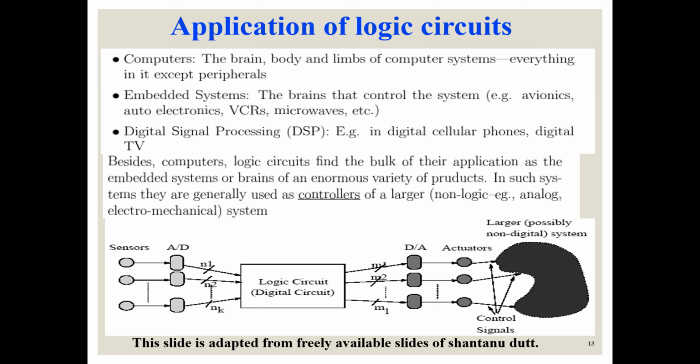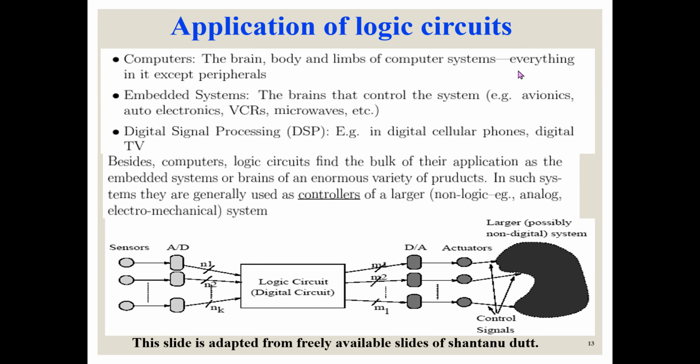Besides computers, logic circuits find the bulk of their application in embedded systems, the brain of an enormous variety of products. There are different varieties where we can use these logic circuits in order to bring up electronic products. In such systems, they are generally used as controllers of larger non-logic systems, for example analog or electromechanical systems. So this is a vast area where we can find logic circuit applications.